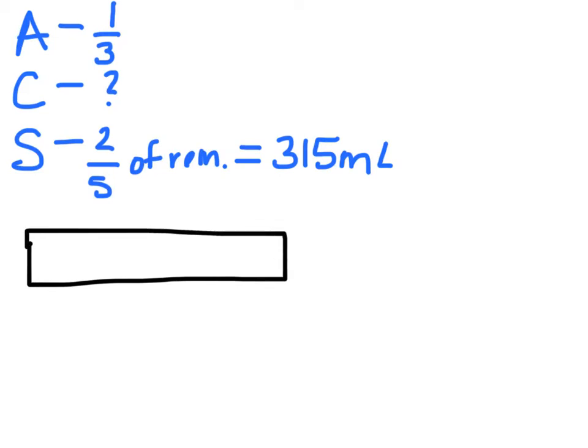So this bar model represents the total amount of juice that Jermaine made. I'm going to divide it into thirds because I know that this third is apple juice. Here's the remainder. Now I need to figure out how to mark 2/5, because 2/5 of the remainder, of this 2/3, is strawberry juice. So I need to find a common denominator. My common denominator for 3 and 5 is going to be 15.